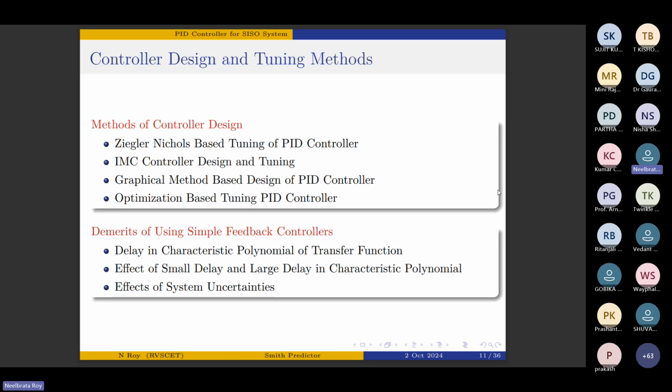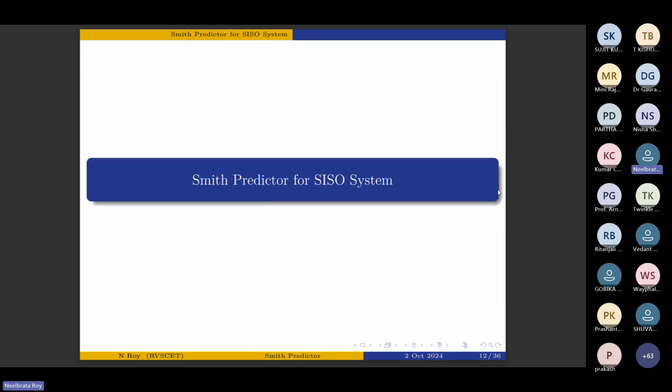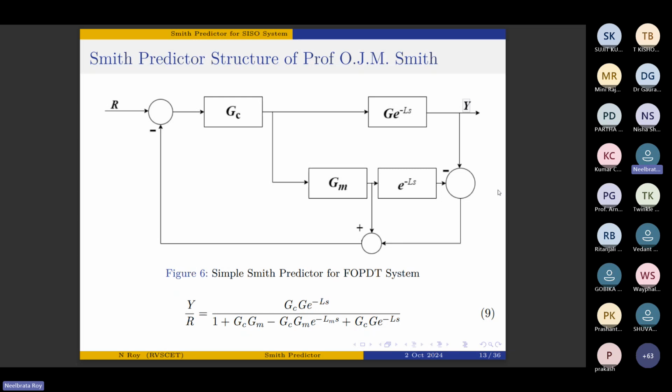To overcome this kind of problem, especially point number 2, having a large delay in the characteristic polynomial, the Smith predictor was designed. This is the basic structure of a Smith predictor proposed by Professor O.J.M. Smith.